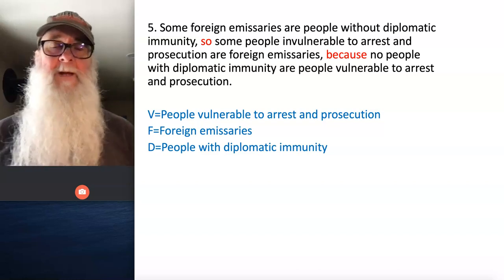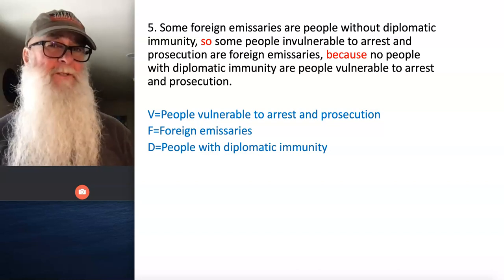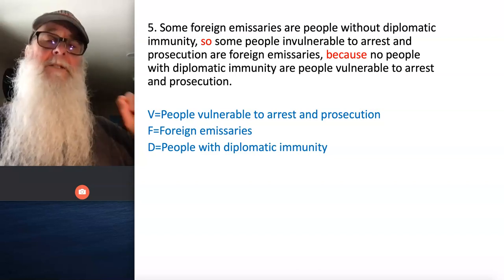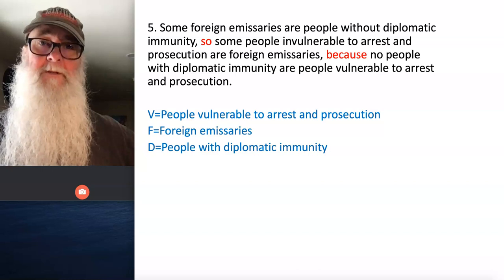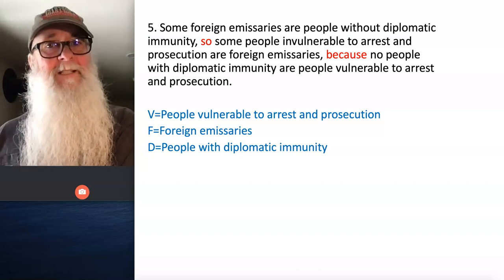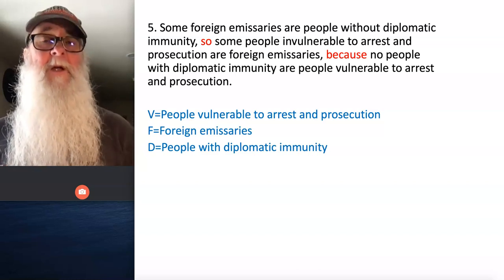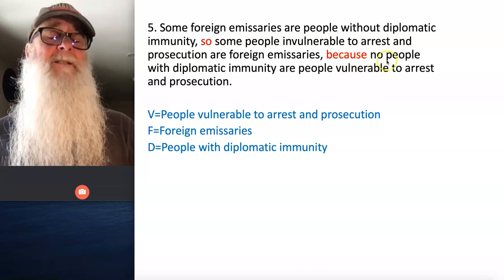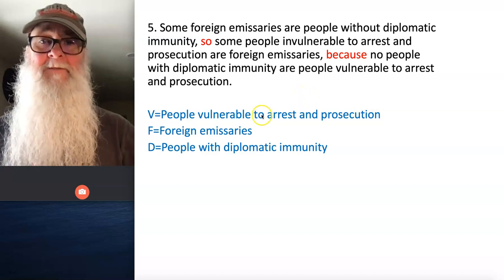Number 5. Right away we want to notice some important features of this argument. The word "so" is a conclusion indicator telling us two things. The sentence that follows "so" is the conclusion of this argument, and the sentence that precedes the word "so" is one of the premises. We also have the word "because," which is a premise indicator telling us the sentence that follows is the other premise of the argument.